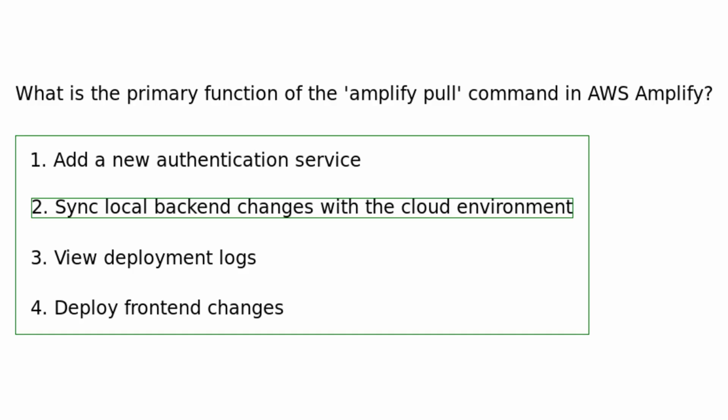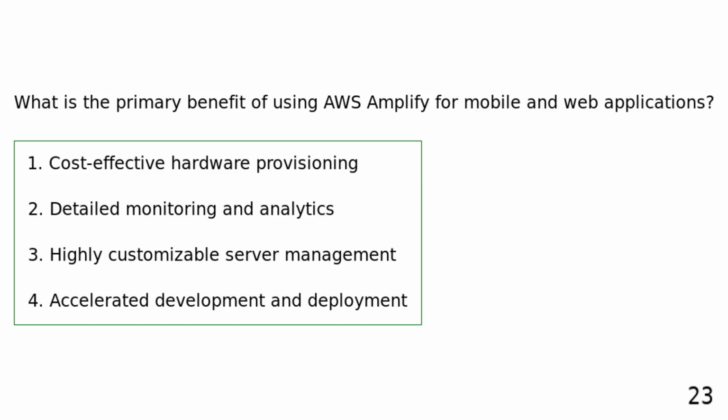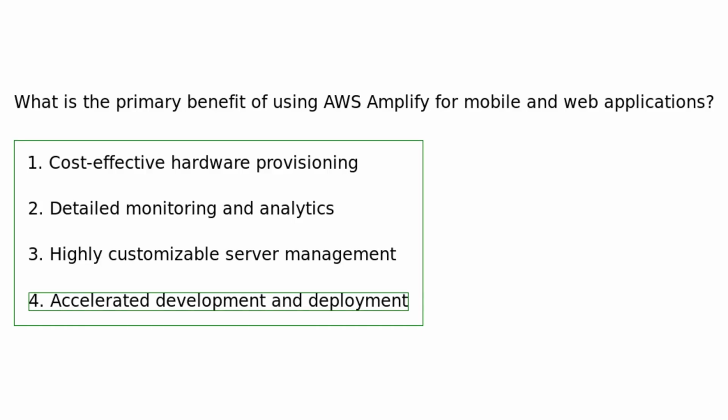What is the primary benefit of using AWS Amplify for mobile and web applications? Cost-effective hardware provisioning. Detailed monitoring and analytics. Highly customizable server management. Accelerated development and deployment. AWS Amplify accelerates development and deployment of mobile and web applications by providing a serverless backend and streamlined front-end deployment.